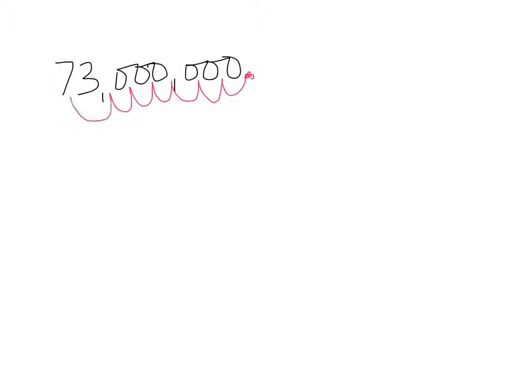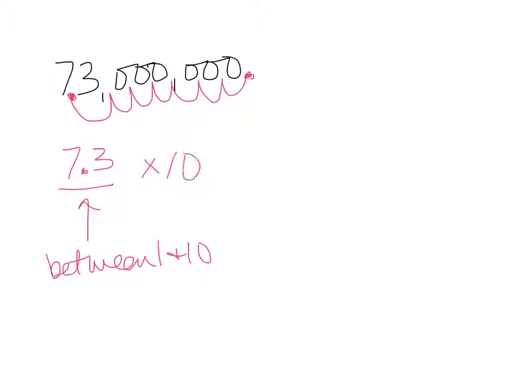Let's say we have 73 million, and we want to write that in scientific notation. What we're going to do is take the decimal point and move it 1, 2, 3, 4, 5, 6, 7. So now we have 7.3. Again, this number is between 1 and 10. Okay, that's going to be important. We move the decimal point 7 times. Okay, so that's how we deal with really big numbers.